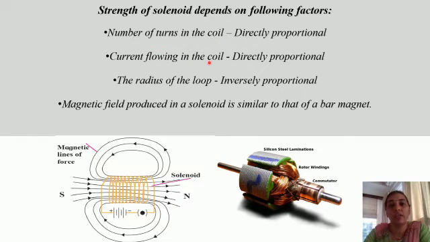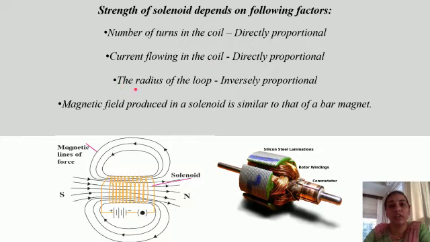Secondly, the current flowing in the coil. Again, the magnetic field is directly proportional to the current flowing through the coil. If you have a higher potential difference or more current is flowing through the circuit, in that case the magnetic field that will be produced will be strong. So the magnetic field is also directly proportional to the current flowing through the coil.